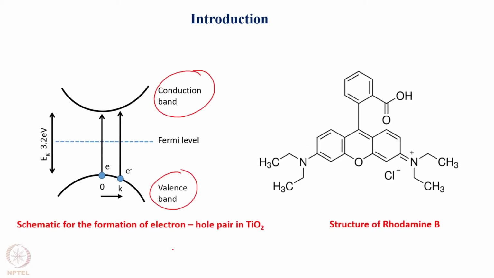Because of their high oxidative or reductive potential, these electrons and holes can induce catalytic reactions at the surfaces. The catalyst which we are using here is TiO2, which has a band gap of about 3.2 electron volt. Now we are using a dye whose structure we have mentioned here. This dye is rhodamine B, which we will degrade using this TiO2 semiconductor catalyst.